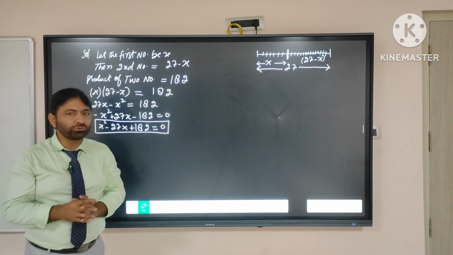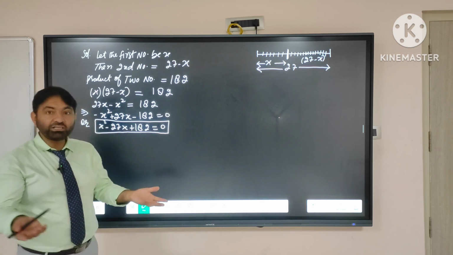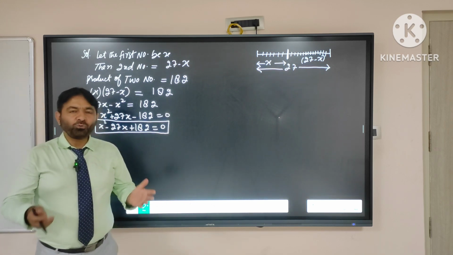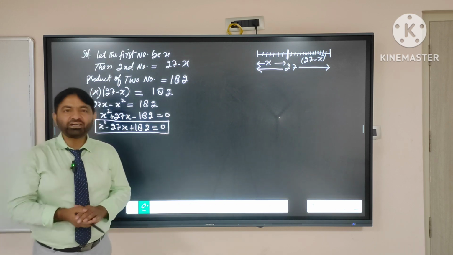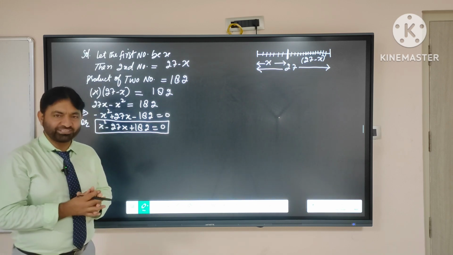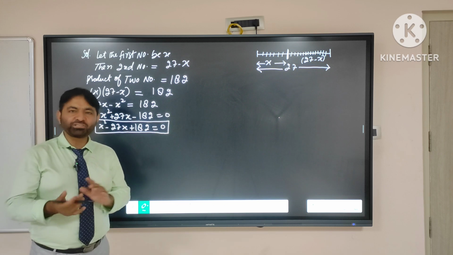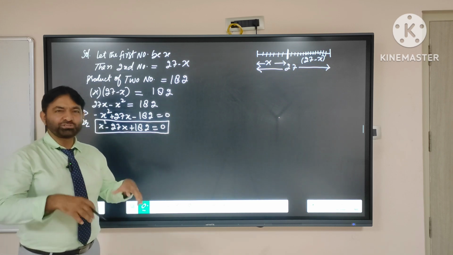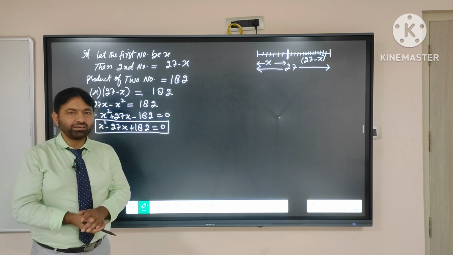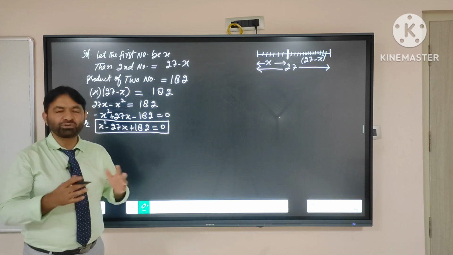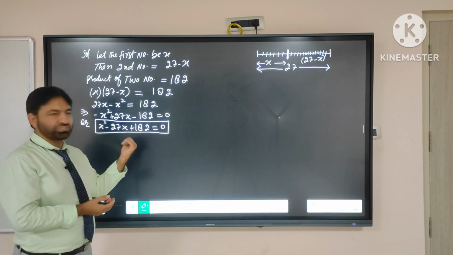Now what we need to do? We want to find out what these two numbers are. So we want to solve this quadratic equation. There are nearly 2-3 methods. One is the completing square method. Another is using the quadratic formula to solve this. And another one is splitting the middle term, or we can say factorizing this equation.